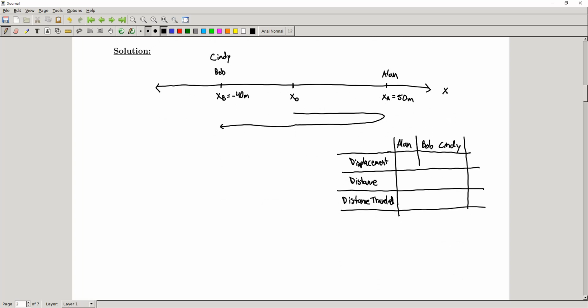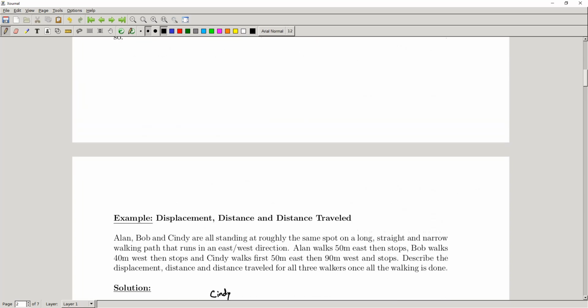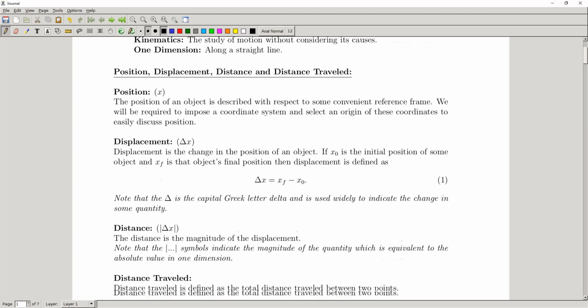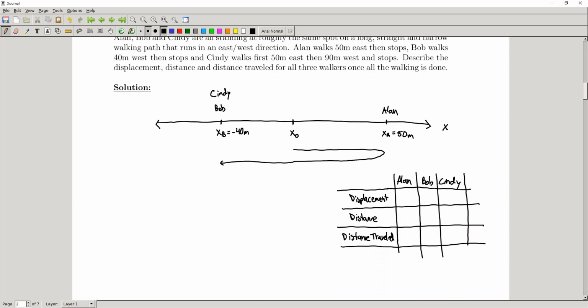Okay, so displacement, and we want to keep in mind these definitions up here. Displacement is just going to be our final position minus our initial position. So we can quickly write all those down for all these walkers. For Alan, he simply walked 50 meters to the right and stopped. So in the end, his final position, his x final, well, let me write the definition down here. It's going to be x final minus x initial, right? This is displacement.